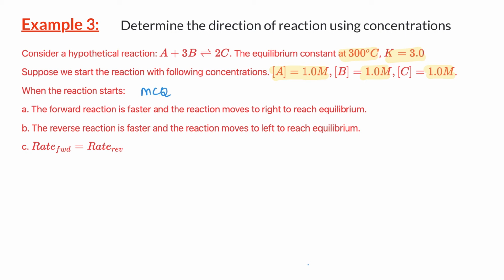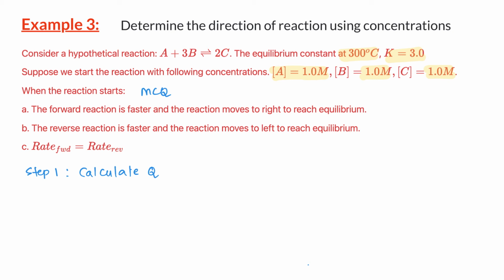Option A, the forward reaction is faster and the reaction moves to the right to reach equilibrium. Option B, the reverse reaction is faster and the reaction moves to the left to reach equilibrium. Option C, the rate of the forward reaction is equal to the rate of the reverse reaction. So, to determine which reaction is faster at the given time, we need to calculate the reaction quotient with the initial concentrations given and compare it with the equilibrium constant K.